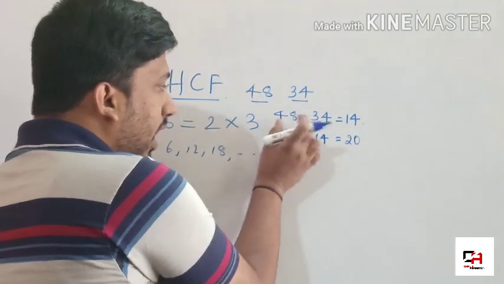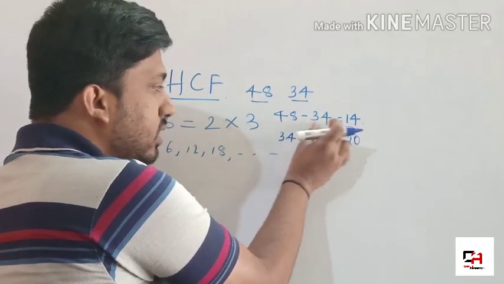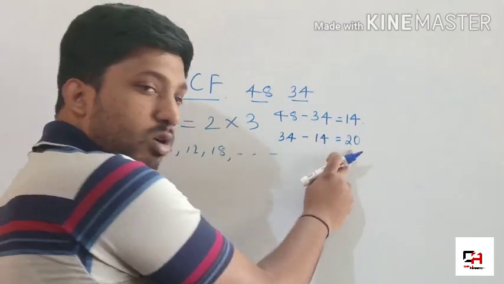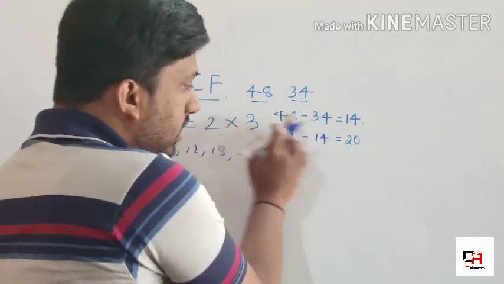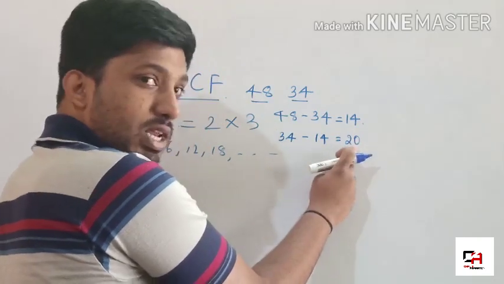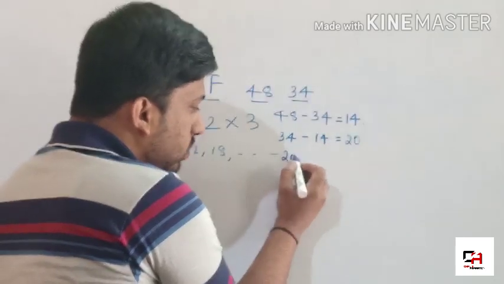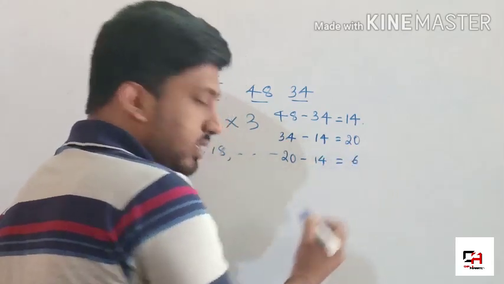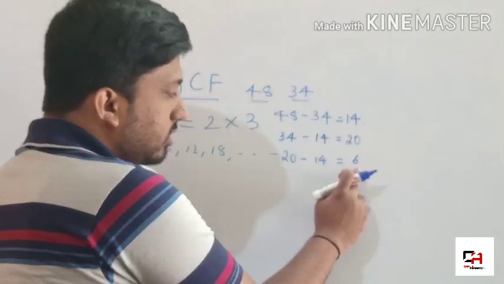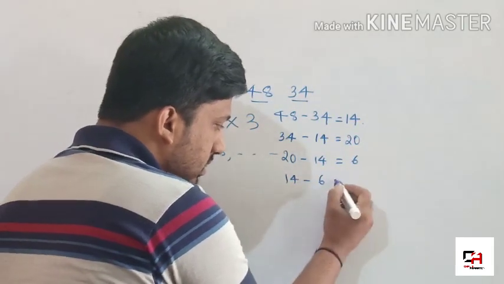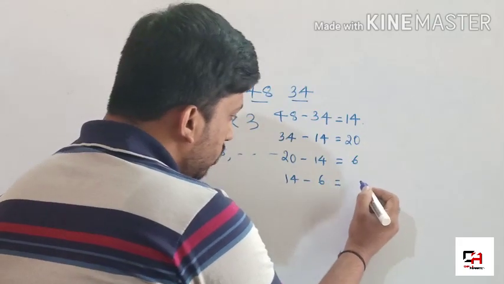Now I subtracted 48 minus 34 and got 14. Again I am taking this 34 and this 14, subtracting, and I got 20. Again I will omit this and observe these two numbers. Among these two numbers, I have 20 as the greater number. Again I will take 20 minus this 14. So 20 minus 14 is 6, right? Again I will consider these two numbers. Again 14 is greater. 14 minus this 6, again you will be getting 8.